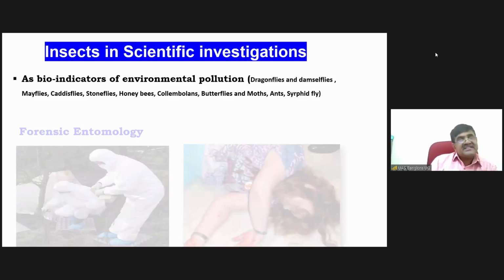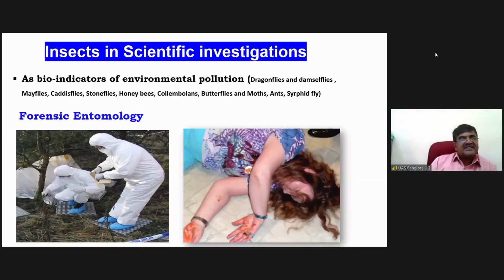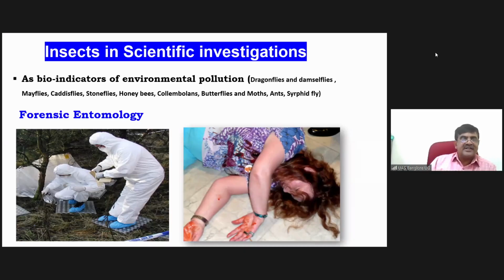And insects can also be utilized in forensic entomology. Insects can be used in forensic entomology for investigation of murders. For example, if there is a murder and you come to know that the murder has taken place a week or 10 days ago, you can use insects in the investigation.